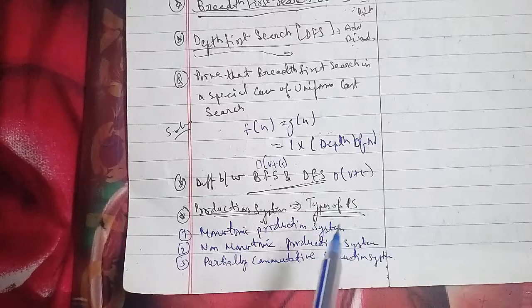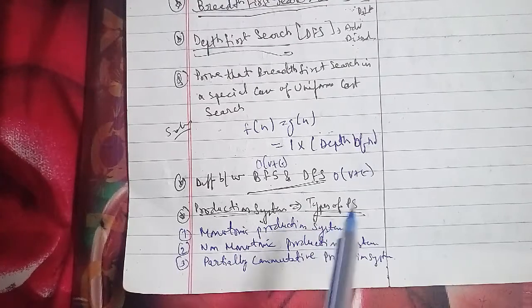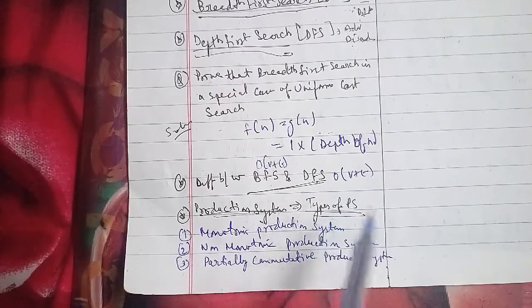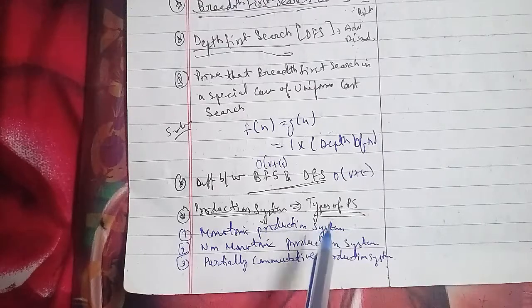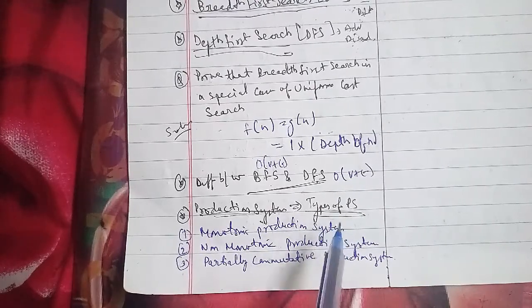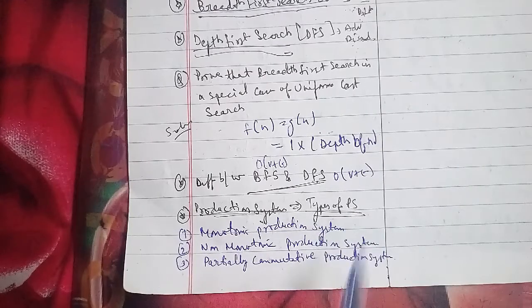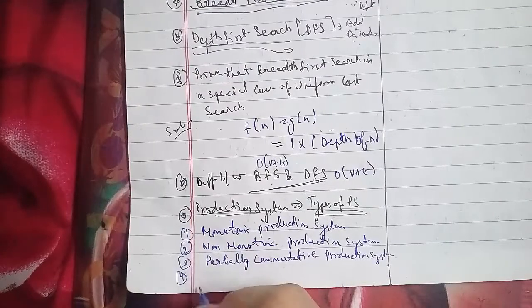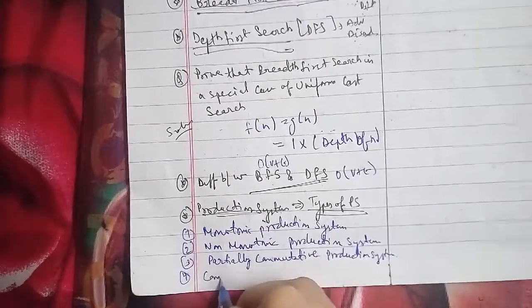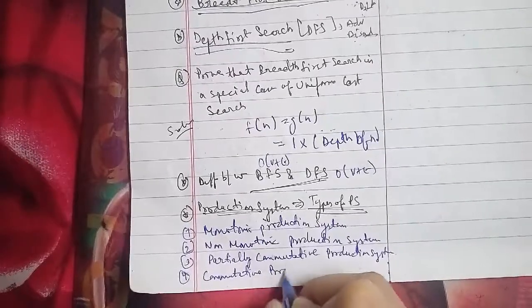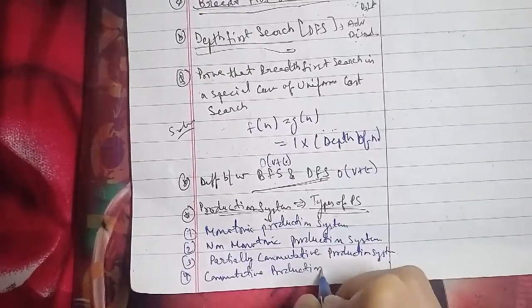The fourth is the commutative production system. It is a production system that is both monotonic and partially commutative. And these were the types of production system: monotonic, non-monotonic, partially commutative, and commutative production system.